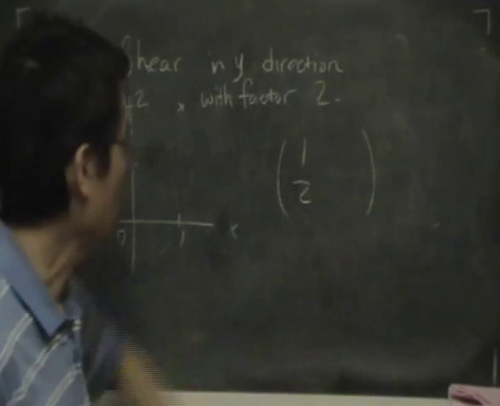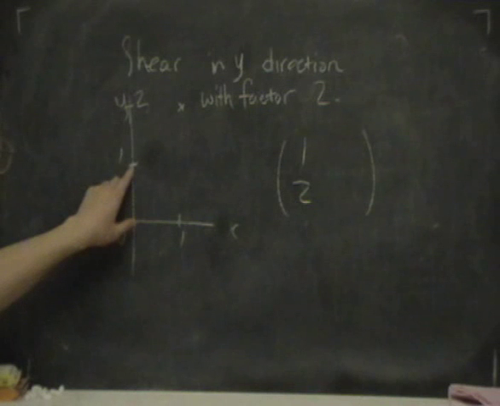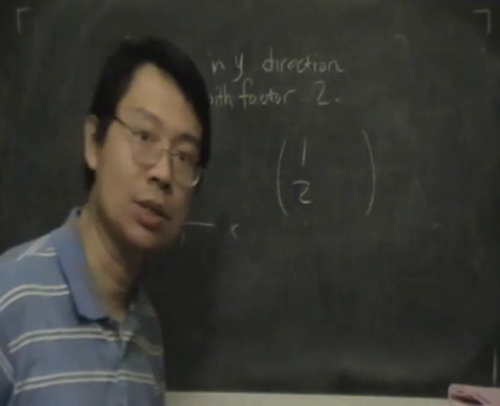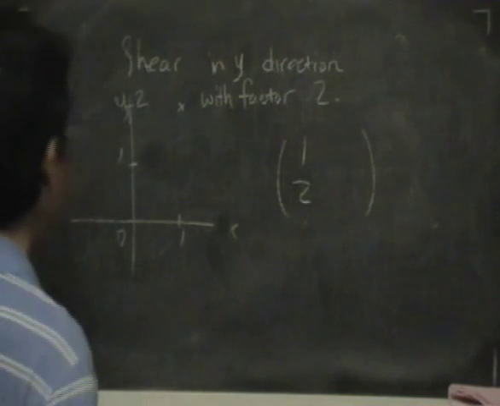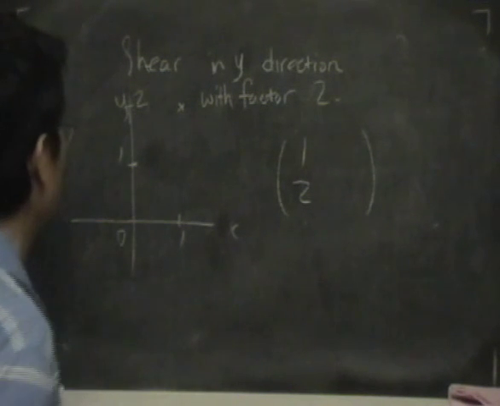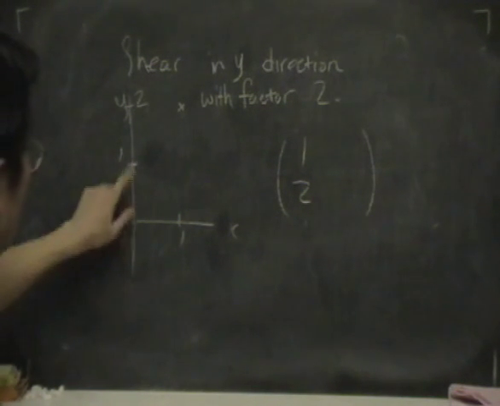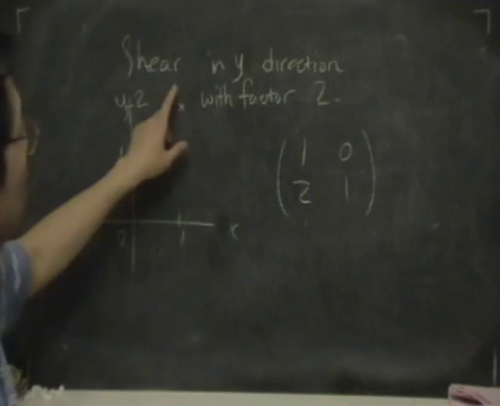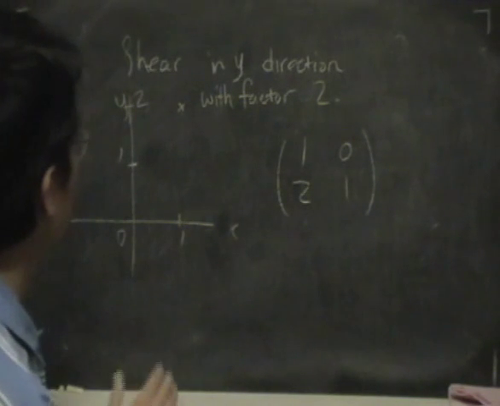There we have our first column. For the second column, we look at the 1 on the y-axis. Because this point is on the y-axis, it has 0 distance from the y-axis, so it doesn't move, because 0 times 2 is 0. So this point has the same image as itself, (0, 1). And that's our shear matrix in the y direction with factor 2. So you can get it quite quickly.